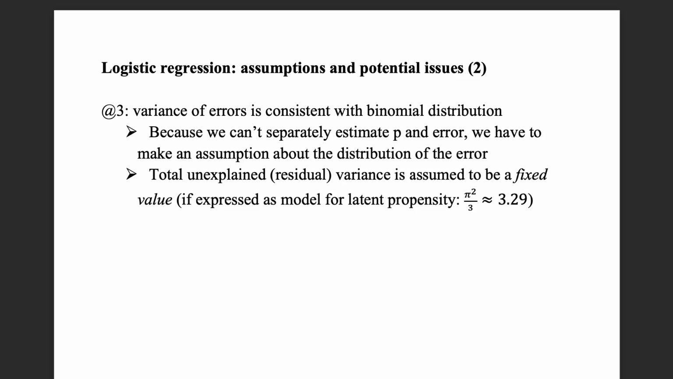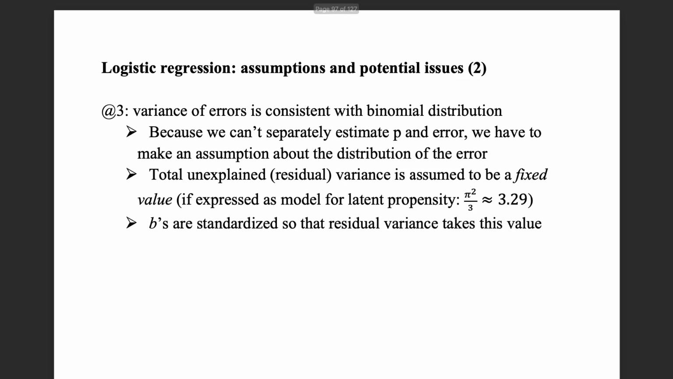It doesn't matter what model you're estimating, with which cases and which x variables and which transformations. All of that doesn't matter. We always assume that the unexplained variance in our model takes a fixed value that in some formulations of the model can be worked out to this value of 3.29. So it is a fixed value. And what happens then is basically that because we need to make the assumption about this error, we're assuming it to take this value of 3.29.